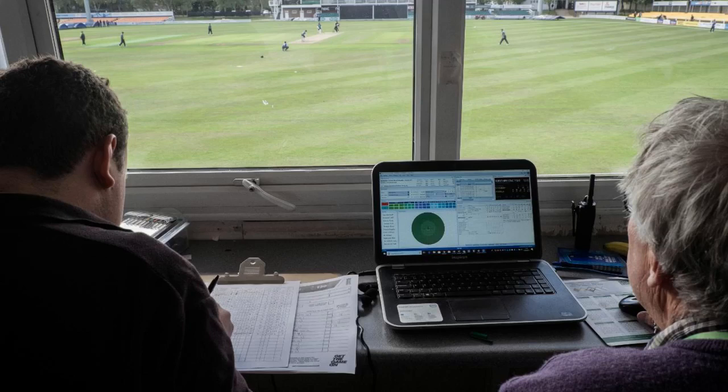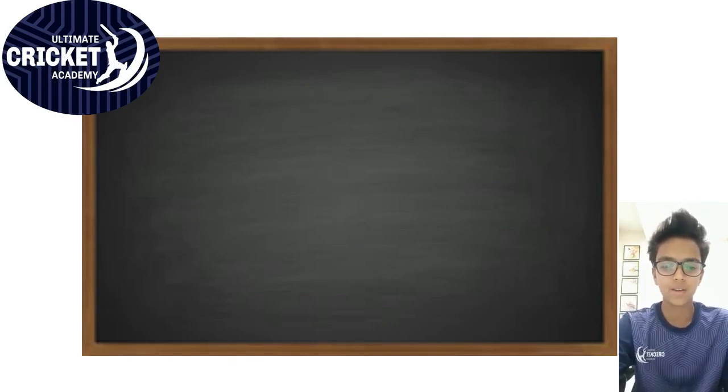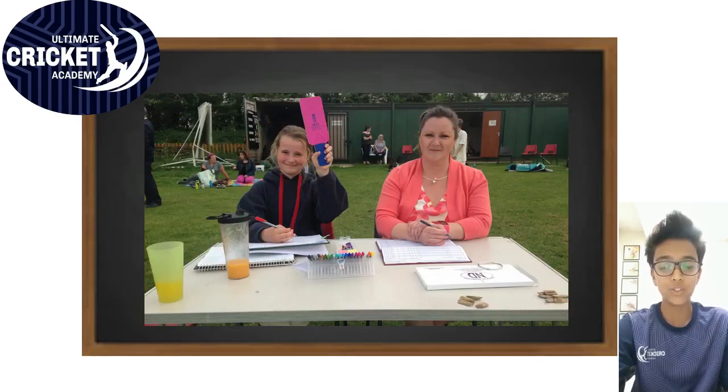And at the conclusion of the match, the runs scored, the overs bowled, and the fall of wickets should be checked by the umpires and the scorers. Acknowledging signals. The scorers shall accept all instructions and signals given by the umpire, and they should immediately acknowledge each separate signal.